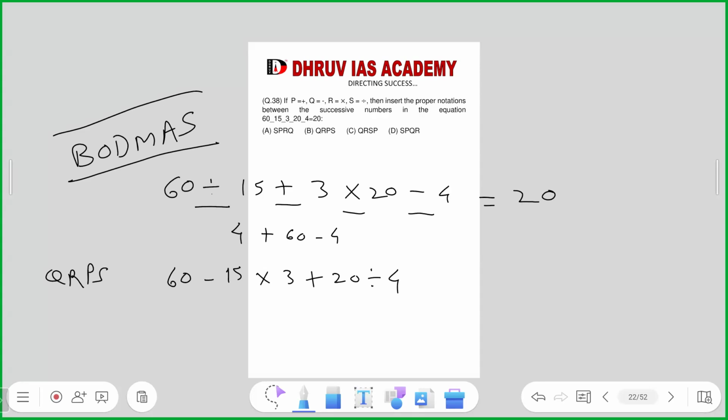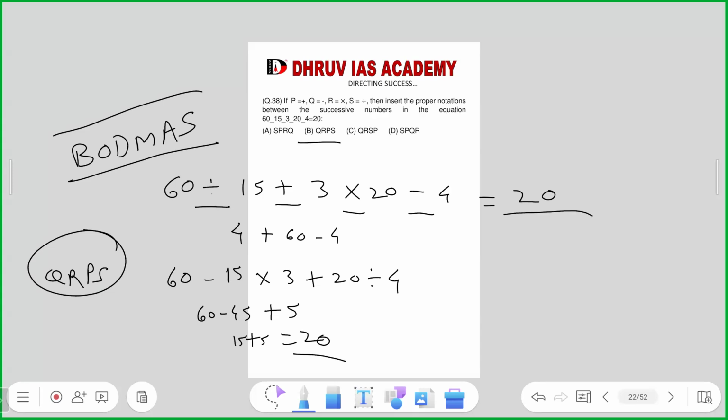So 15 into 3 is 45. So 60 minus 45 plus 20 divided by 4 is 5. So 15 plus 5, which is 20. That is equal to the right answer. So this gives us the correct option as QRPS. So the second option for question number 38, it will be option number B.